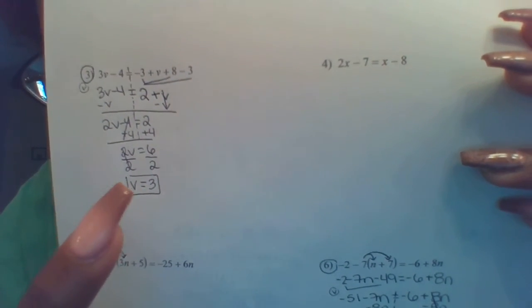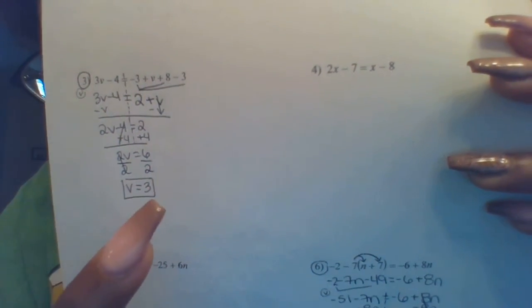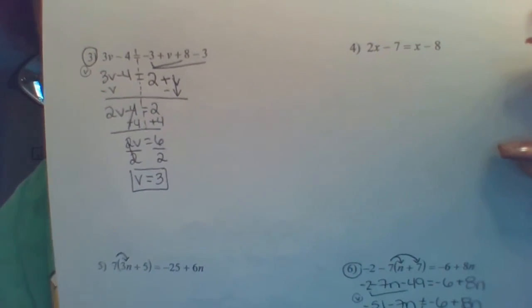2 divided by 2 gets us 1. By the way, 1v is the same thing as v. So that's why v is isolated. When you divide 6 by 2, you get 3. v equals 3. Final answer for problem 3.